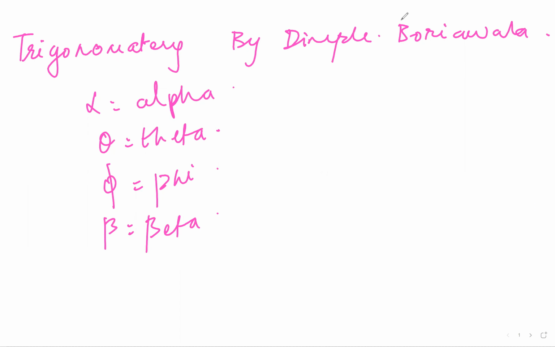Hello, everybody. Today we will be learning an important concept called trigonometry. You can all see that the most important symbols of trigonometry are these: this is called alpha, this is called theta, this is called phi, this is called beta. Just pay attention to these symbols. Whenever such symbols come up in a question, this is what they represent.